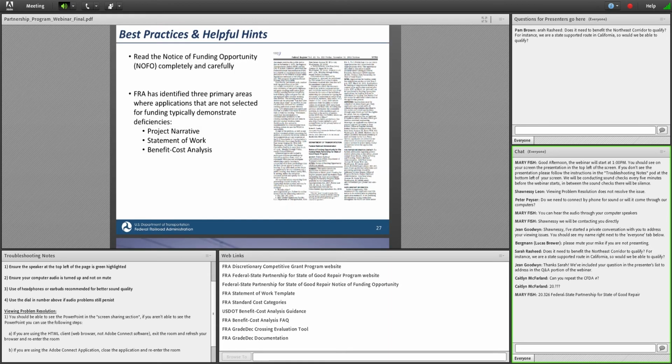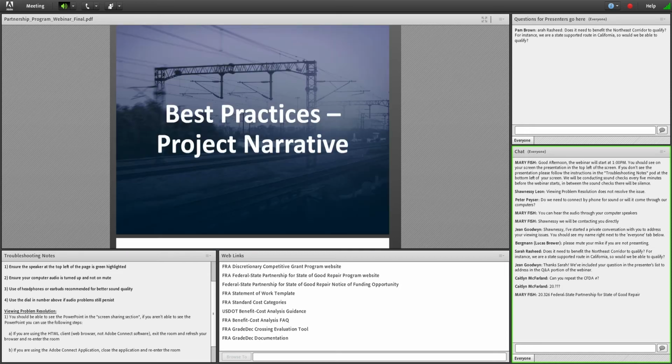So first and foremost, this might be obvious, but please read the Notice of Funding Opportunity completely and carefully. Many questions that you may have will be answered in the NOFO. So if you have a question, please refer back to that first. But with that said, FRA has been able to identify 3 primary areas where applications that do not compete well typically demonstrate deficiencies. And that's the project narrative, the statement of work, and the benefit cost analysis. So we're going to provide a little bit more information on each of those areas.